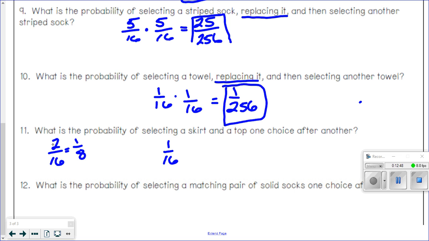What is the probability of selecting a skirt? So I took one skirt out. So now there's only 15 items left, and one of those is a shirt. So we're looking at 1/16 times 1/15. So 1 times 1 is 1, 16 times 15, all right, I'll quit trying to do this in my head, is 240.